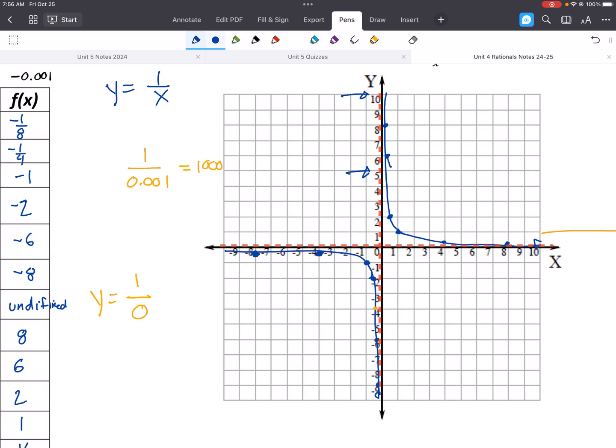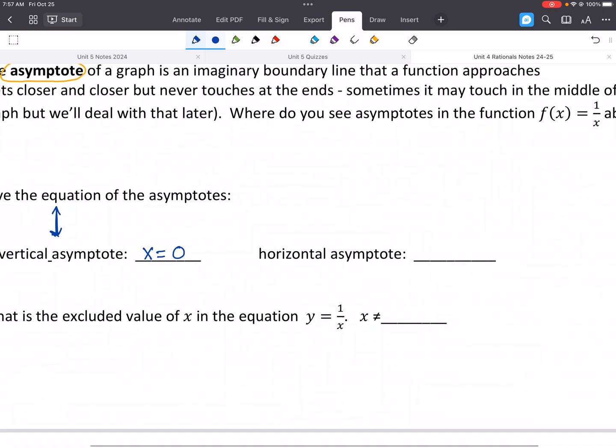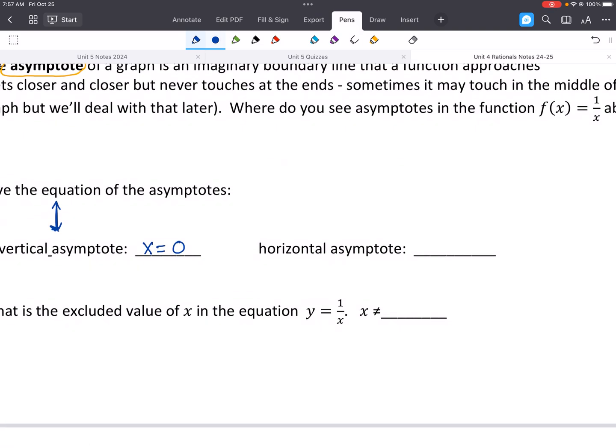If we did 10, x is still 0. If we did negative 7 or 6, x would still be 0. So it doesn't matter what y is. All we care about is x is always 0.